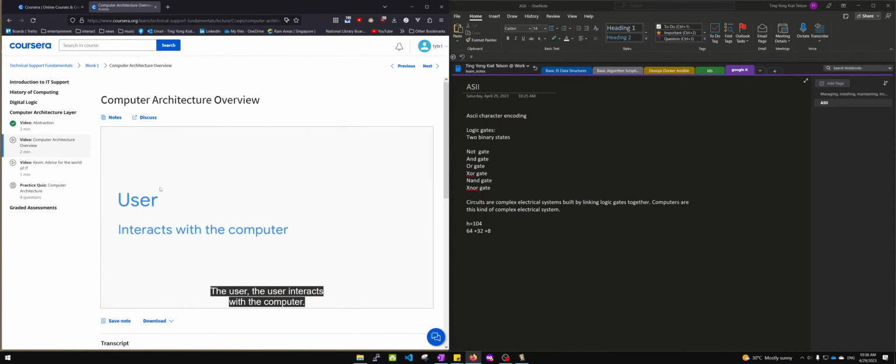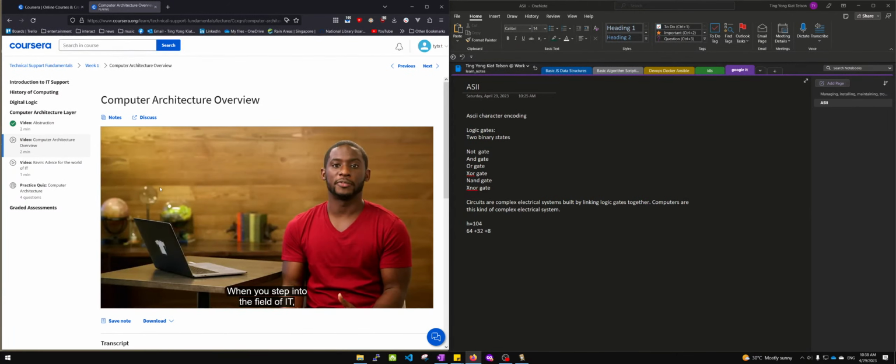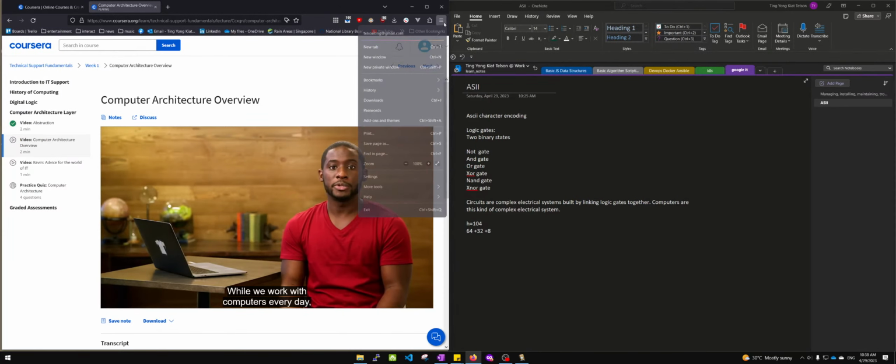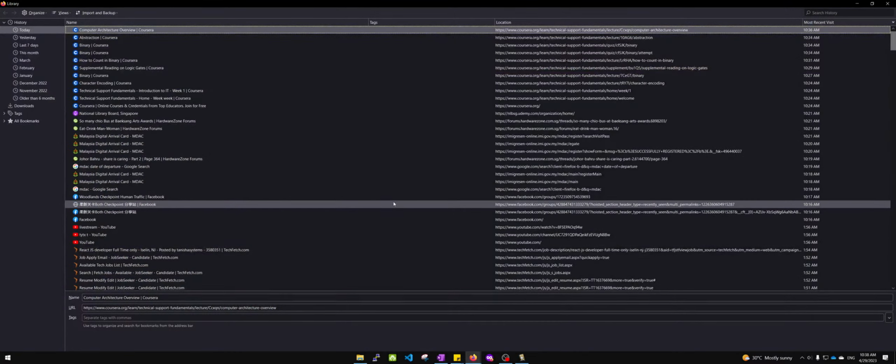The user interacts with the computer. The user layer is one of the most important layers we'll learn about. When you step into the field of IT, you may have your hands full with the technical aspects, but the most important part of IT is the human element. While we work with computers every day, it is the user interaction that makes up most of our job, from responding to user emails to fixing their computers.